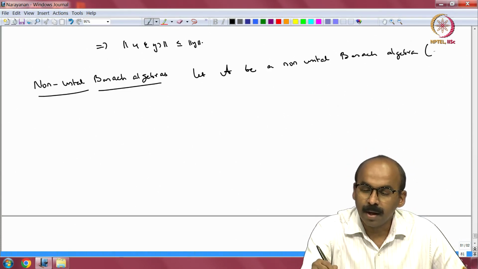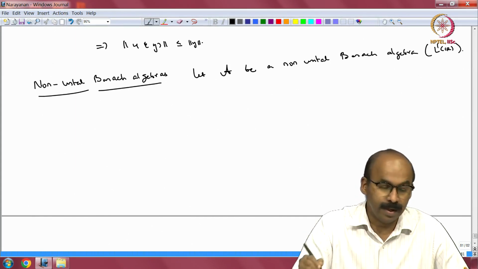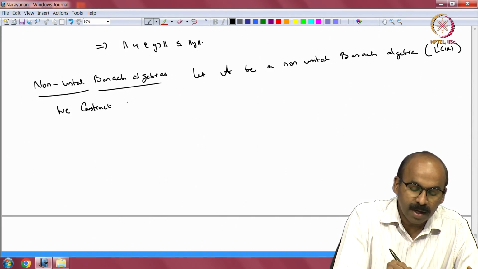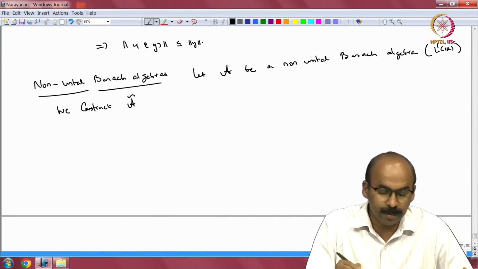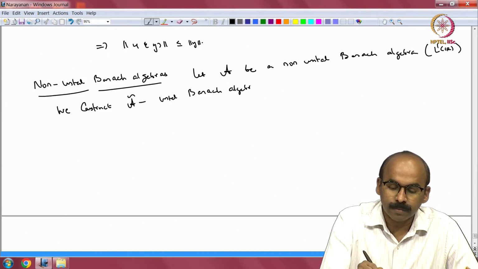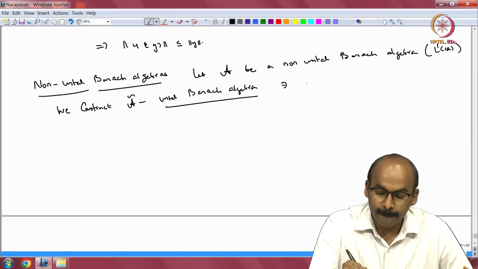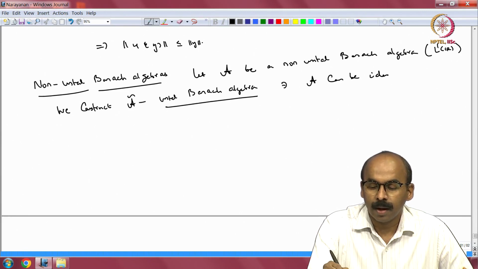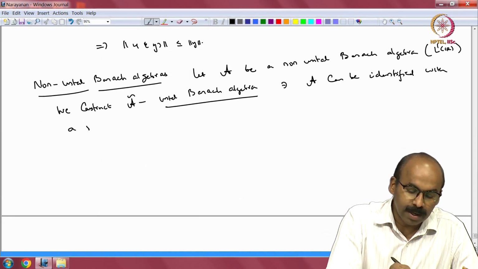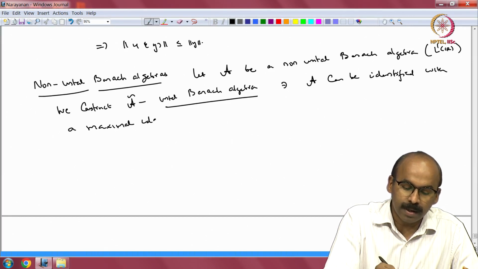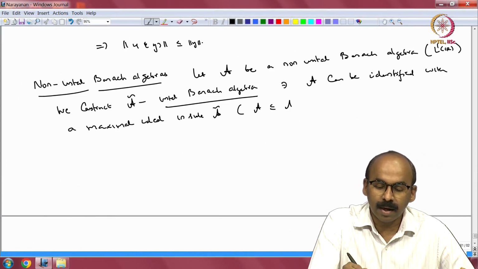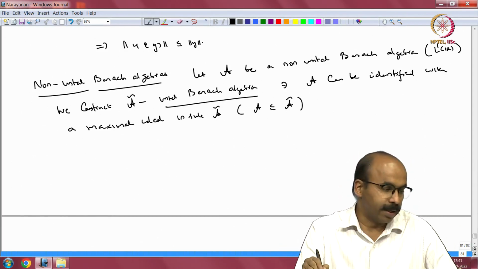Okay. So, you can keep L1 of R as an example, right. So, this has no identity. We construct A tilde. So, A tilde is going to be a unital Banach algebra, such that A can be identified with a maximal ideal inside A tilde, right. So, A will sit inside A tilde, in some form, where A is a maximal ideal of A tilde.